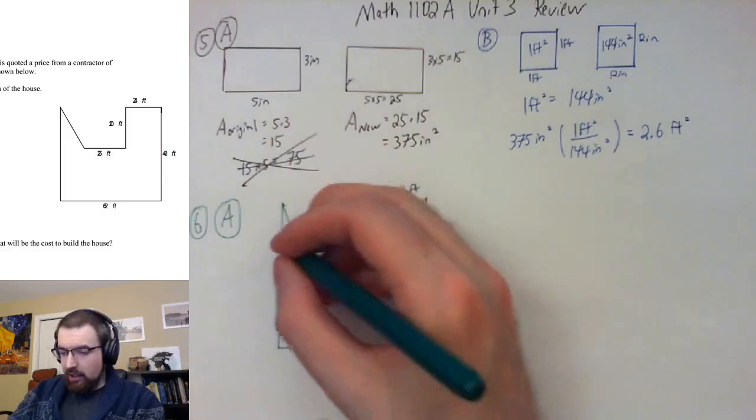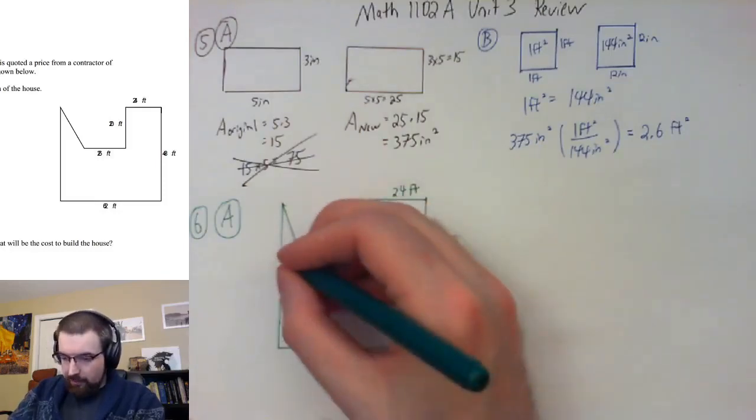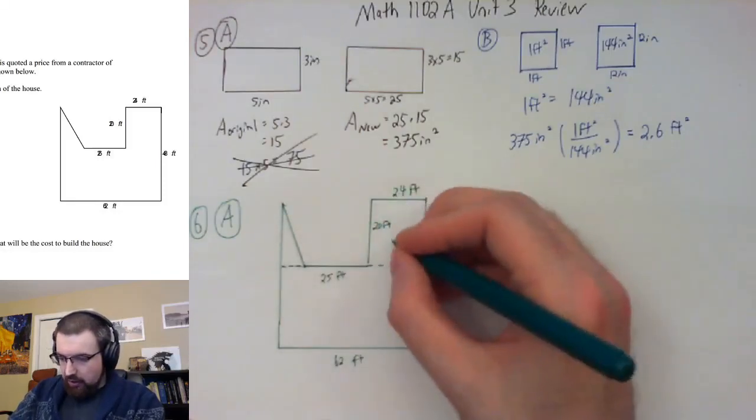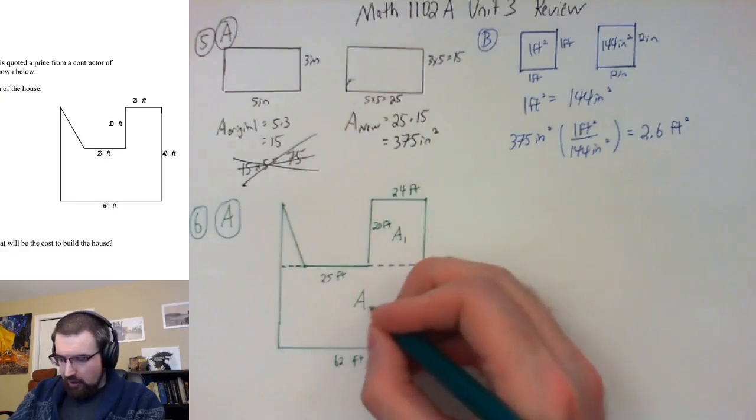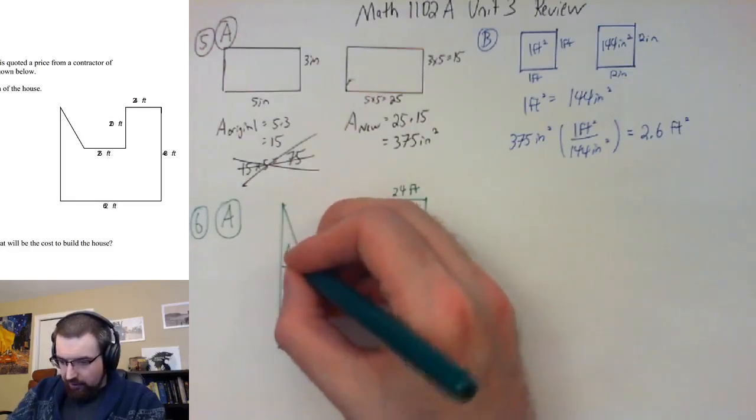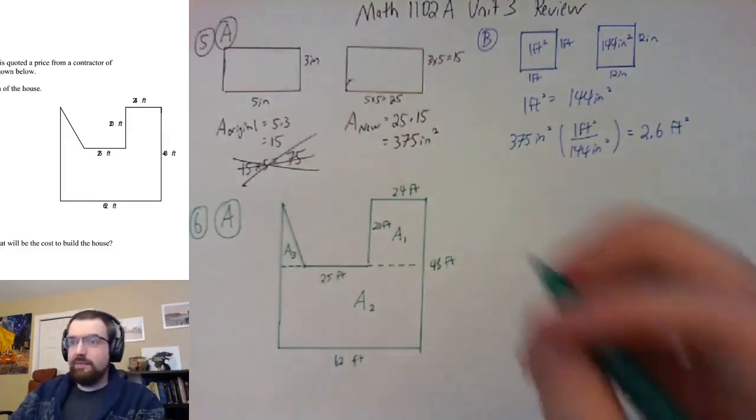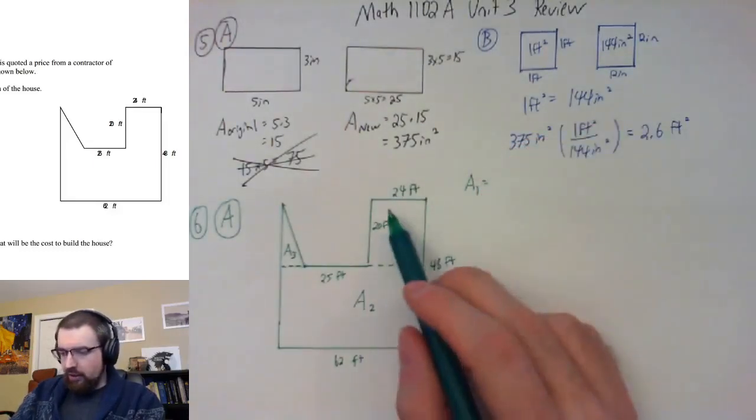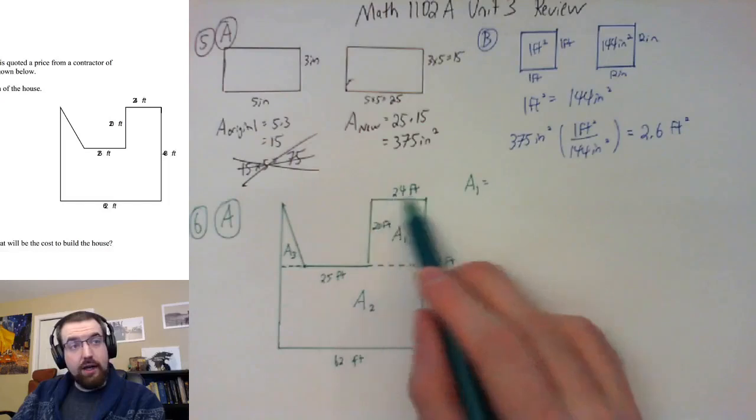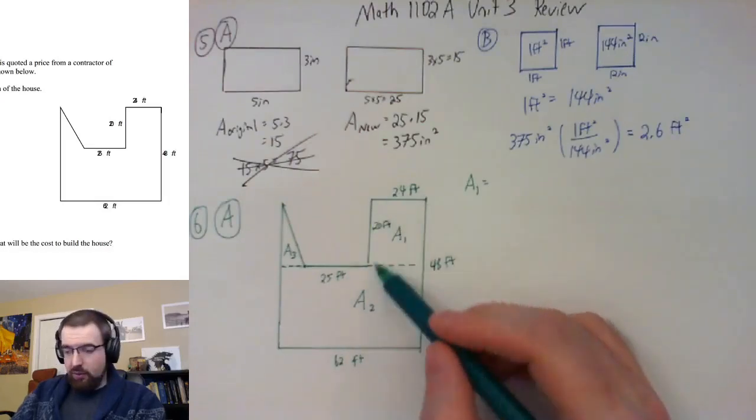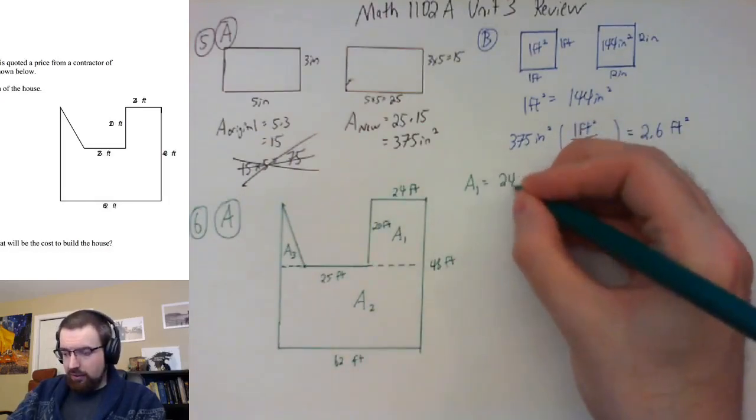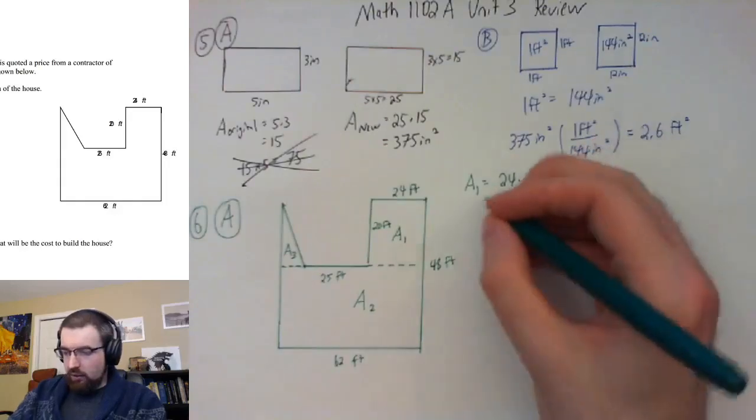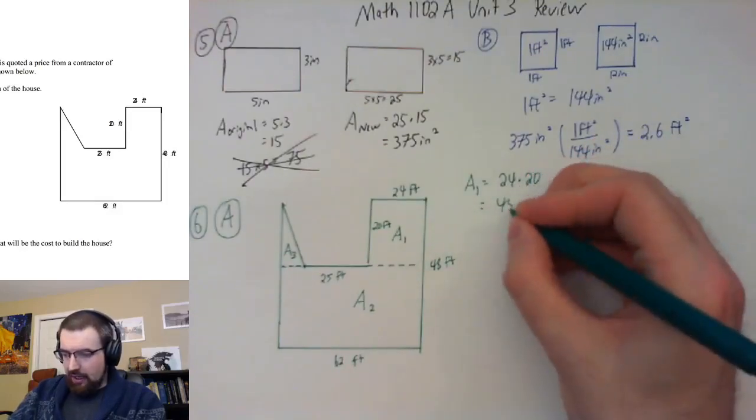I'm going to call this area 1, this area 2, and this area 3. Okay? So area 1 then is going to be 24 across this way, because we can see that. And it's going to be 20 down here. So it's just going to be 24 times 20, which should be 480.